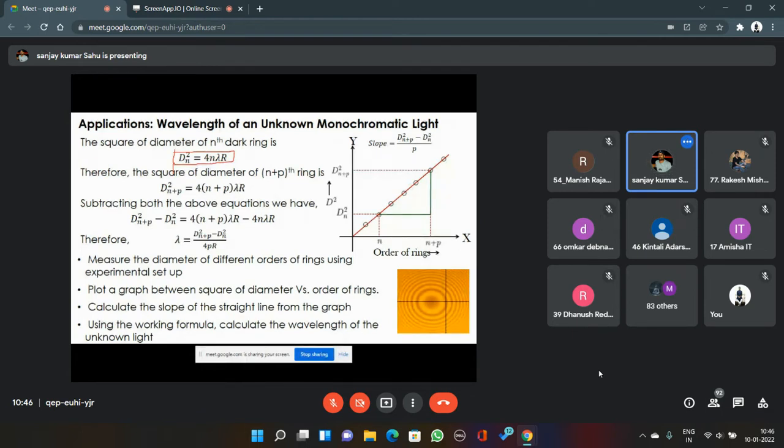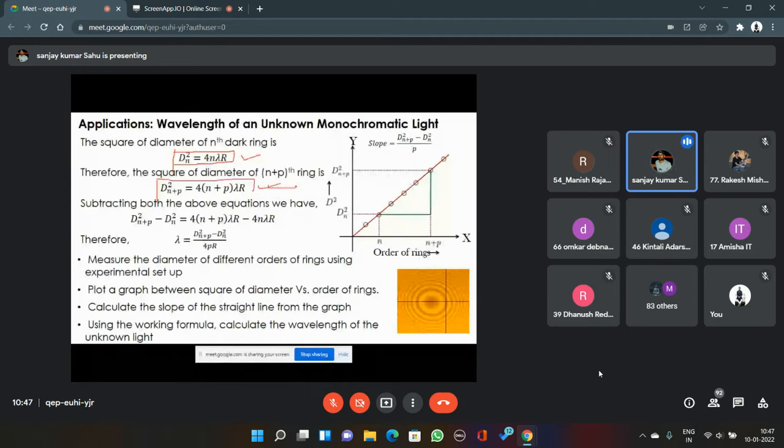Then we'll measure the diameter of, say, the n plus pth order dark ring, which will satisfy dn plus p square equal to 4 into n plus p lambda r. Now n can be any number and p can be any number. If n is 5 and p is 7, then this is the diameter of the fifth order dark ring and this is the diameter of the 12th order dark ring, like that.